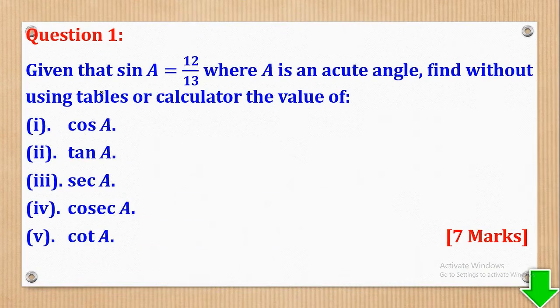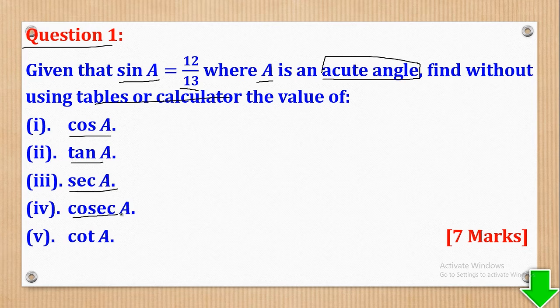So with that knowledge, you shall go through these questions. Question 1 says, given that sine A is equal to 12 over 13, where A is an acute angle, find without using tables or calculators the value of Roman 1 cos A, Roman 2 tan A, Roman 3 sec A, Roman 4 cosec A, and Roman 5 cot A.